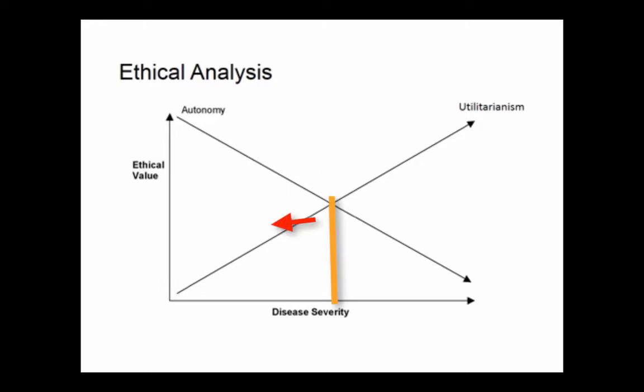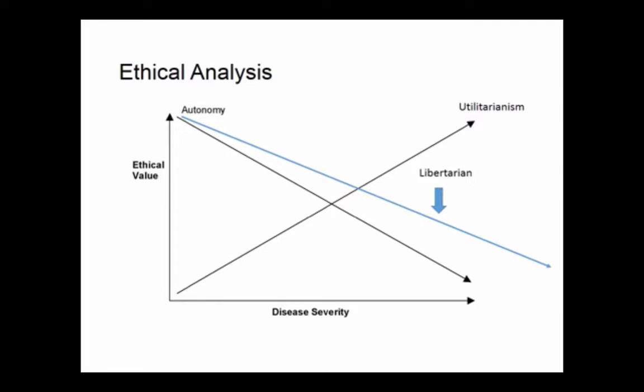To the left of this point on the x-axis, the disease is mild enough or contained enough such that the interest in autonomy exceeds the imperative to intervene on behalf of the common good. To the right of this point where the two lines cross, the severity or contagiousness of the disease elevates the interest in the common good or social justice.